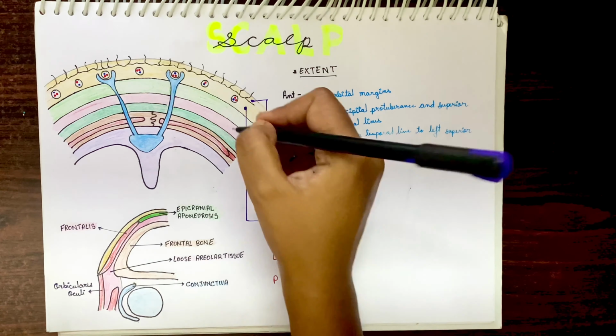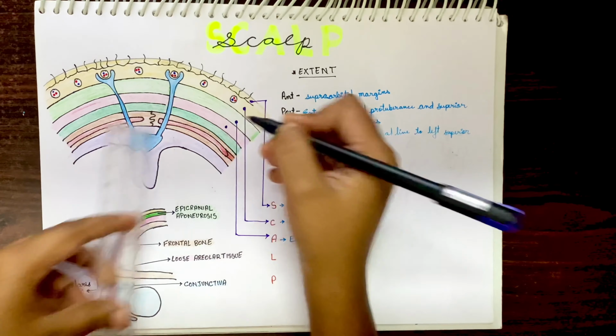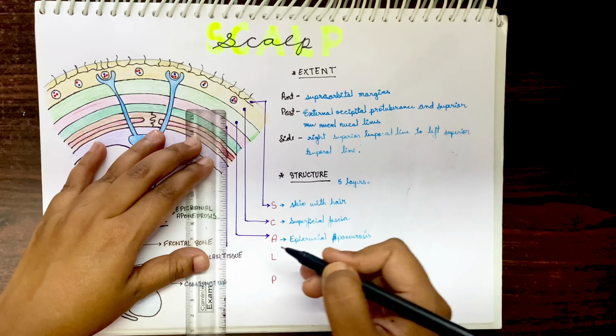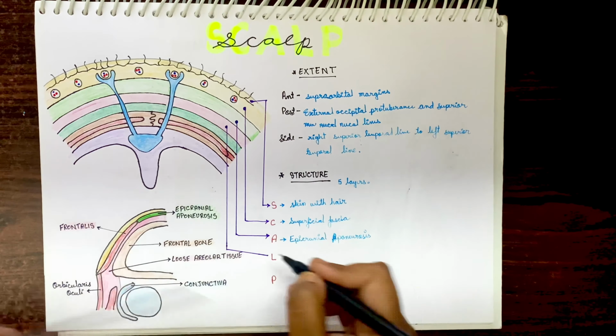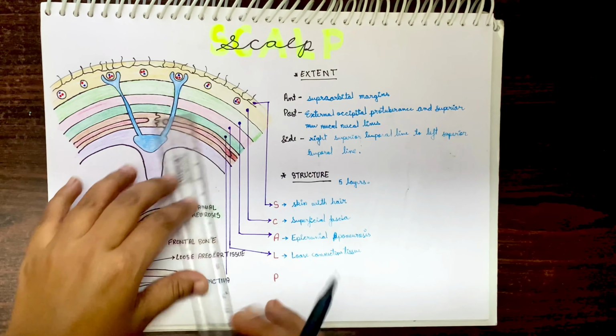Next, coming to the third layer, it is called the epicranial aponeurosis, denoted by the letter A. The epicranial aponeurosis is freely movable on the cranium along with the above two layers. It also gives insertion to the occipitofrontalis muscle that we will talk about later. The fourth layer of the scalp is made up of loose areolar tissue, denoted by the letter L. The fifth layer of the scalp and also the innermost layer is called the pericranium.